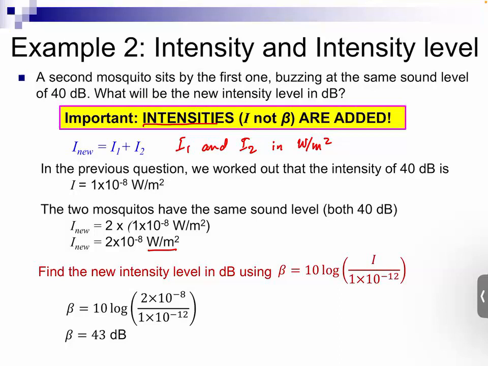And as I said, the same concept holds when you are subtracting intensities. You can subtract intensities in watts per meter squared, but you cannot subtract intensity levels. You cannot subtract decibels.